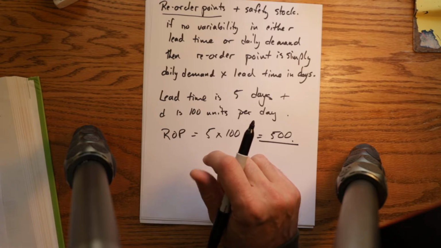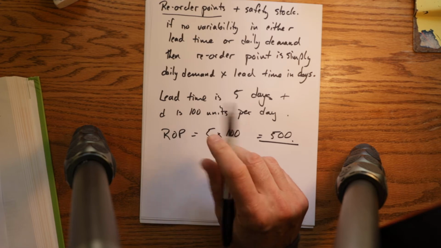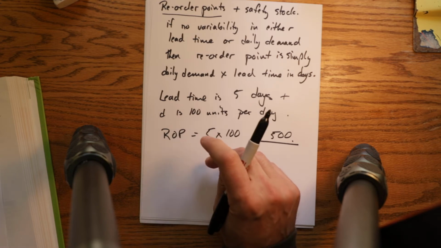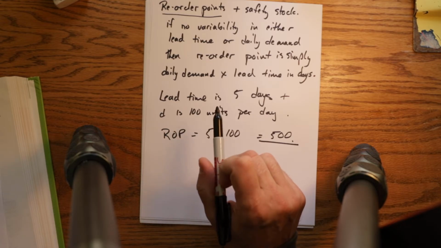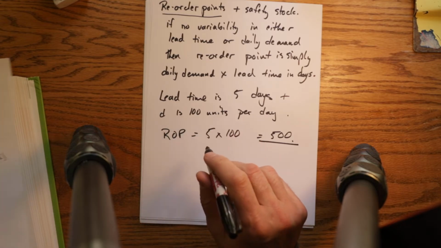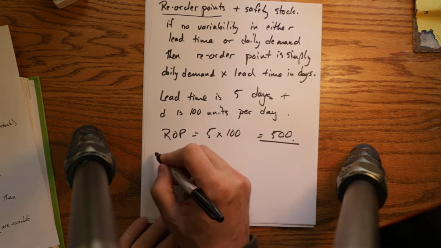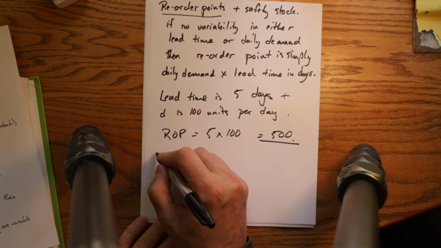So reorder point is exactly what it sounds like. It is the point of inventory at which you reorder. The EOQ is how much you order. That's an important distinction. So let's talk about it a little bit more.